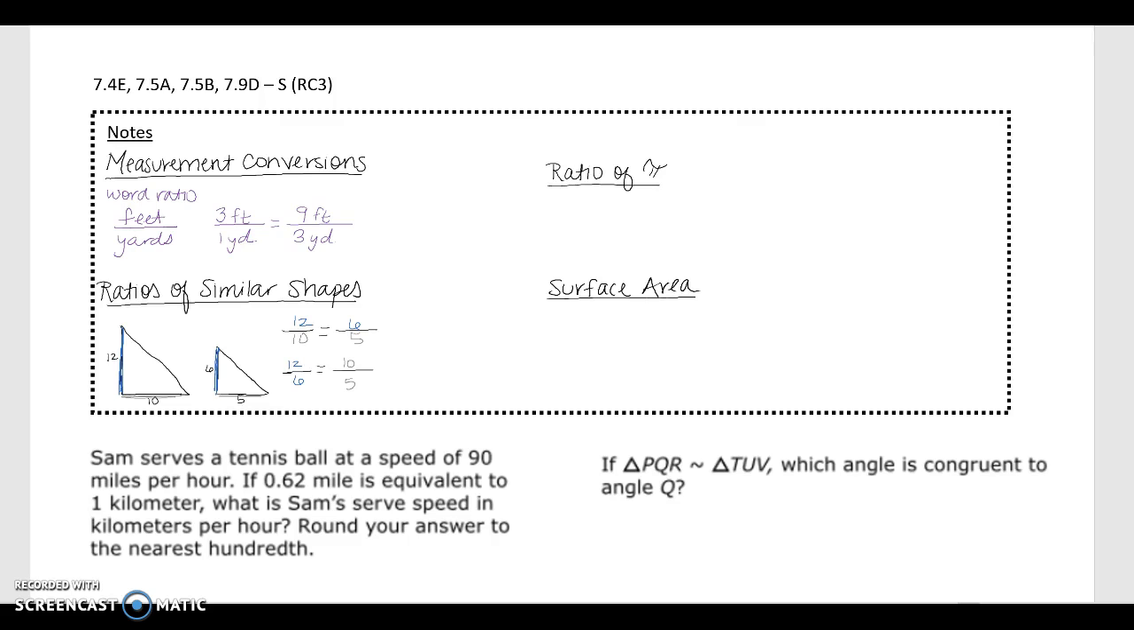All right, the next one is ratio of pi. It's talking about the ratio of pi in terms of circumference and diameter. So since I'm talking about circumference and diameter, I'm going to be talking about the formula C equals pi d. So we know that circumference is pi times diameter. And it's asking, what is the ratio of pi? So it's asking, what is pi equal to?